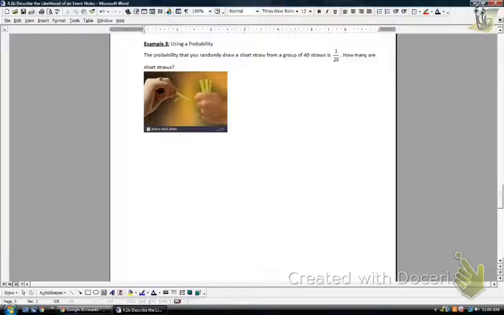All right, example 3 says the probability that you randomly draw a short straw from a group of 40 straws is 3 out of 20. How many of the straws are short straws? Okay, so I want to know the probability. Actually, I don't want to know that. I want to know how many short straws there are.